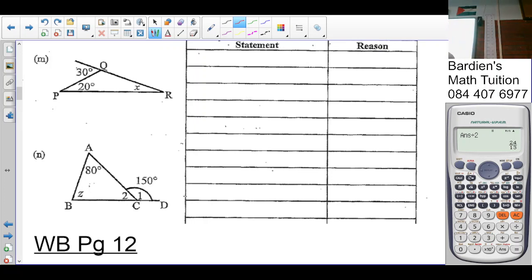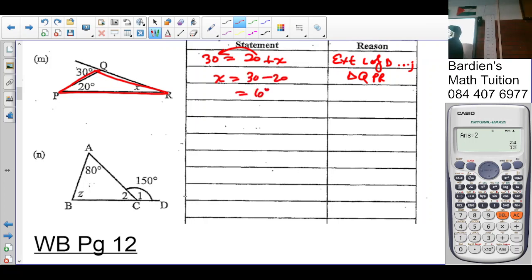Alright. So it is absolutely correct, x is 10. But when we lay it out, we say 30 is equal to 20 plus x. Why? Exterior angle of triangle is equal to the sum of the 2 interior opposite angles, and this is triangle QPR. I'm naming the triangle I'm working with. To solve for x, you take it over the equal sign. X is equal to 30 minus 20, which is 10. Okay, which makes that correct. Look at the next one. Are you going to calculate z? Who can calculate z here?